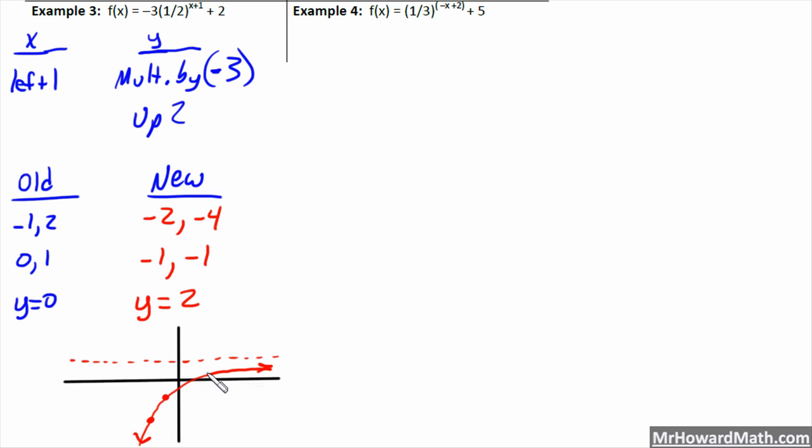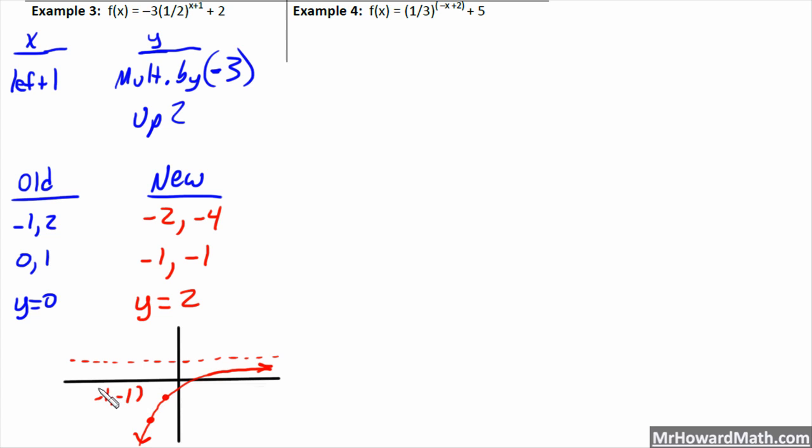Okay, so we have to approach the horizontal asymptote, and based on the shape of these points, it has to go this way. That was the only possibility. It couldn't go any other way than that. So if you put your points in right and your horizontal asymptote in right, then the graph shape will work itself out.